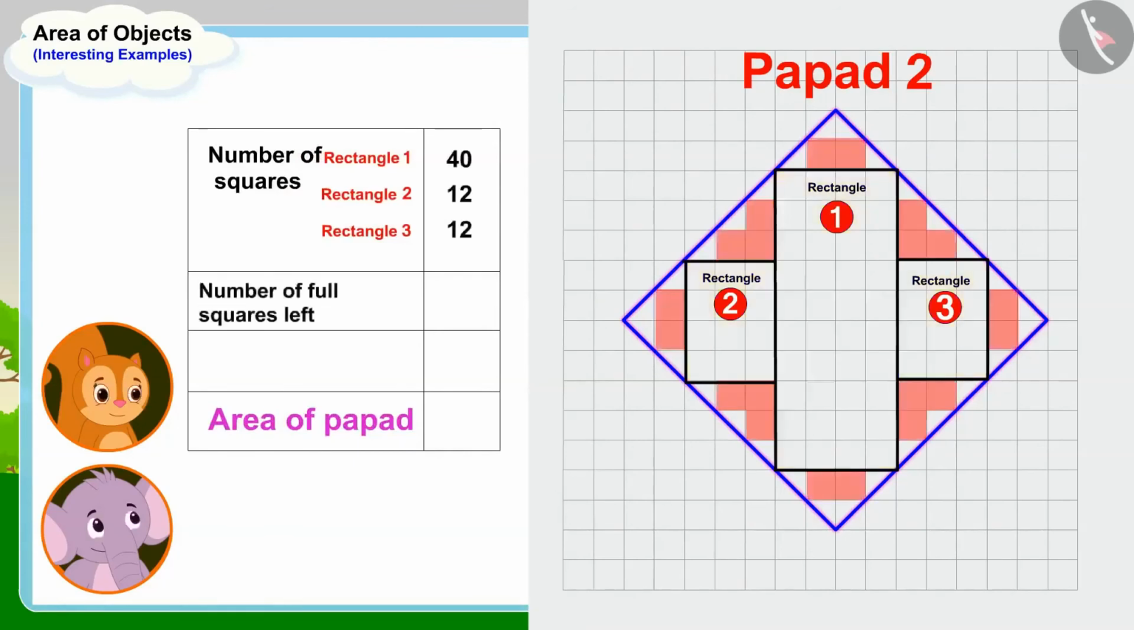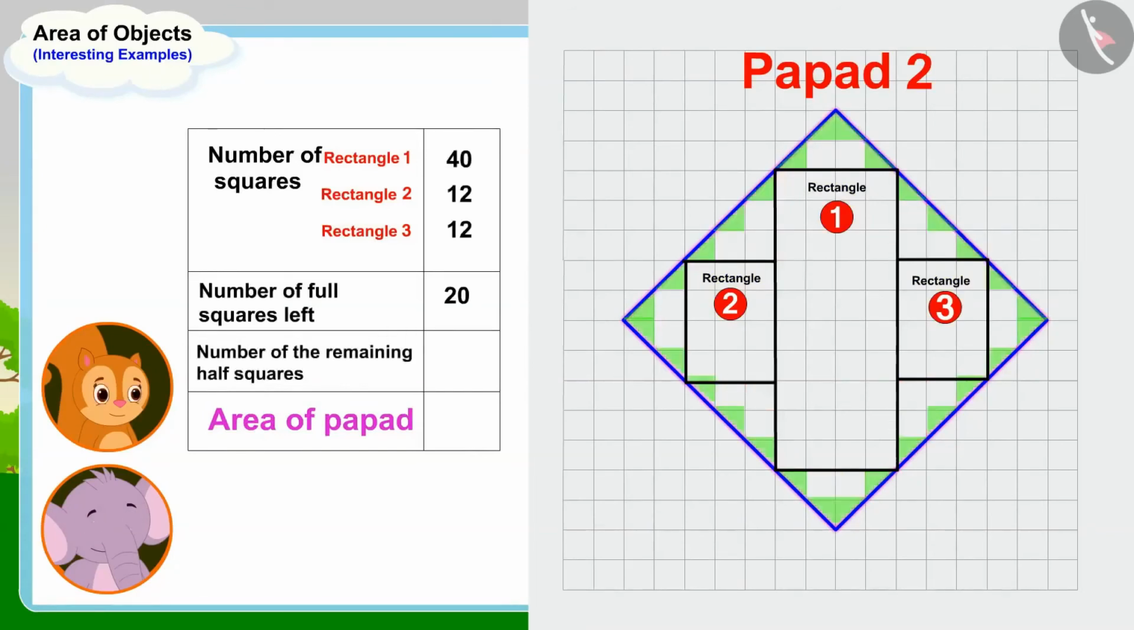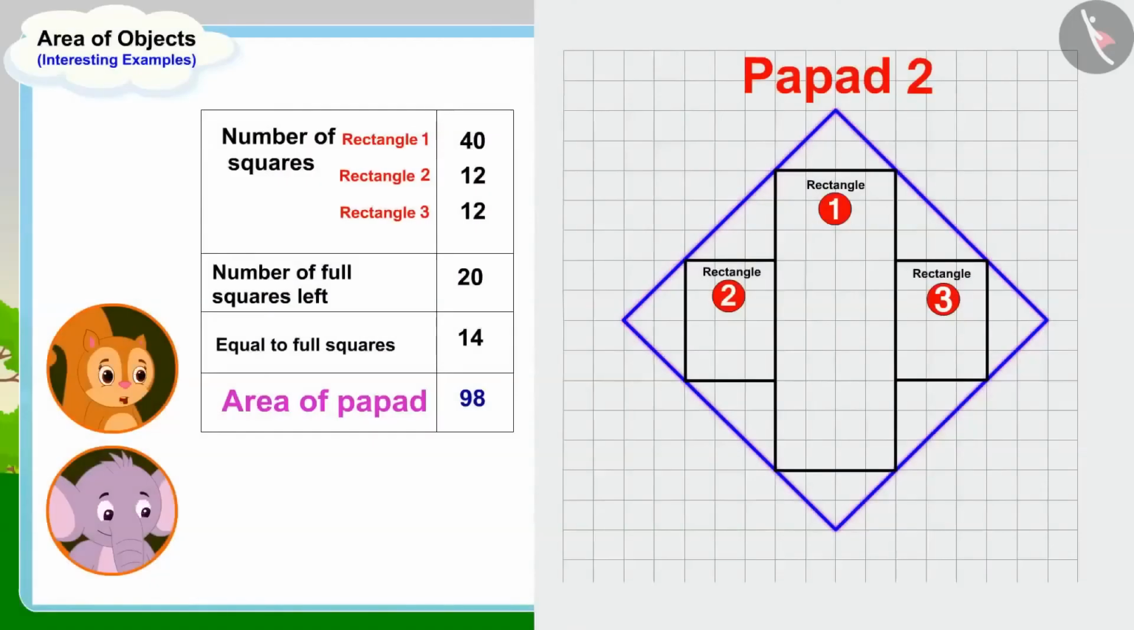Now, Chanda wrote the number of the remaining full squares, 20, and then she wrote the number of the remaining half squares, 28, or 14 full squares. In the end, Chanda used addition in this way and wrote down the total number of squares covered by this popper, 98. Appu, the area of this popper is 98 square centimeters.